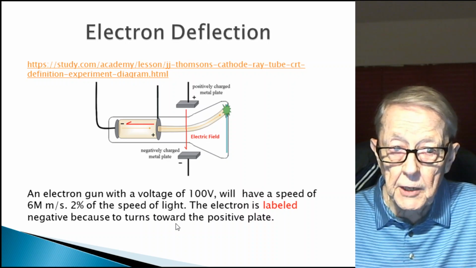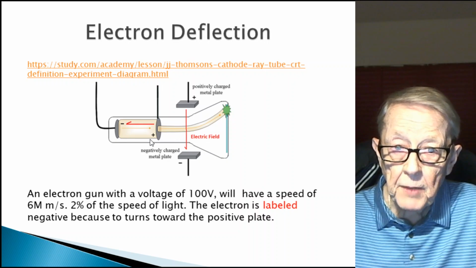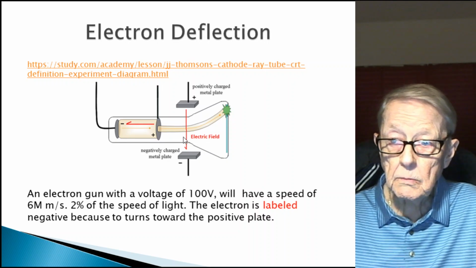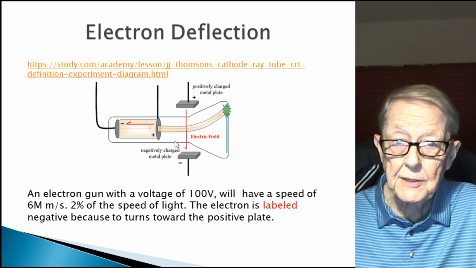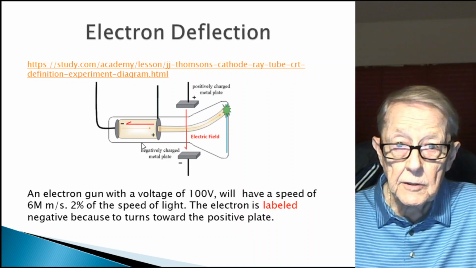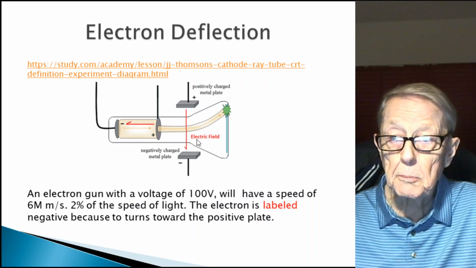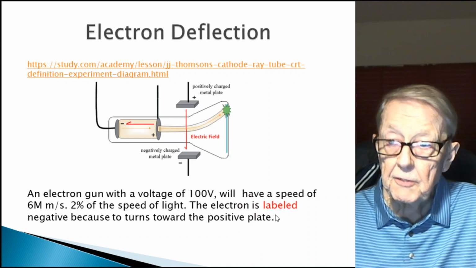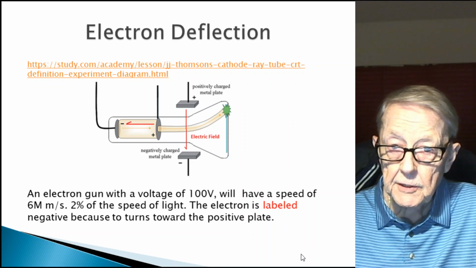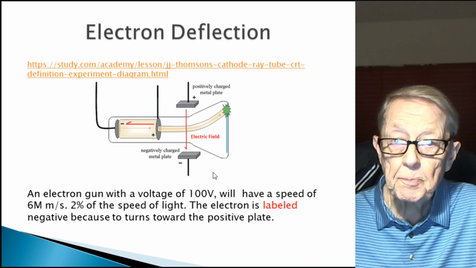The electron is labeled negative because it turns towards the positive plate. This experiment doesn't tell you what the electron is made of. It doesn't tell you why, what physical property it has that makes it go this way. J.J. Thomson concluded that it must be negative since it's moving towards the positive plate. It's labeled that. We define it that way. There's no explanation of the physical property.